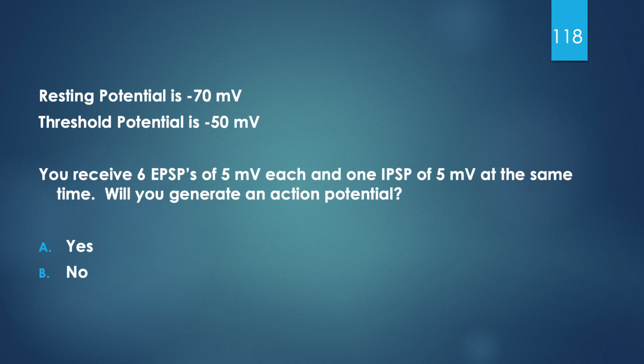When we look at our resting potential being negative 70 millivolts, we're going to be subtracting 25 from it to see if we meet the threshold potential. When we subtract 25 from 70, we end up with negative 45 millivolts. And if the threshold potential is only negative 50, we have met the threshold and then some, in fact, an additional 5 millivolts. So the answer is yes, you will generate an action potential.